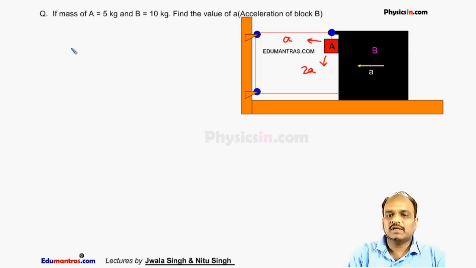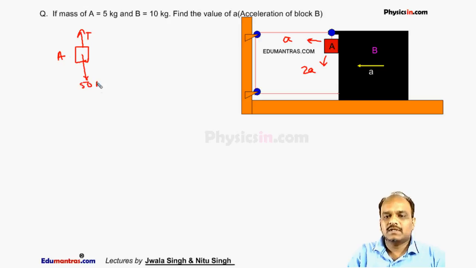So I will draw the free body diagram of this block A. The tension T will act upward. The weight of this block is 50 Newton, acting downward, with the downward acceleration, and there is one more force, the reaction R. So we can say 50 minus T is equal to 5 into 2A. This is our first relation.